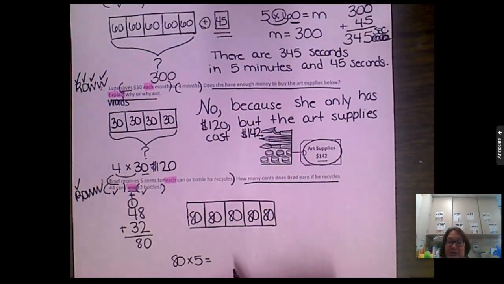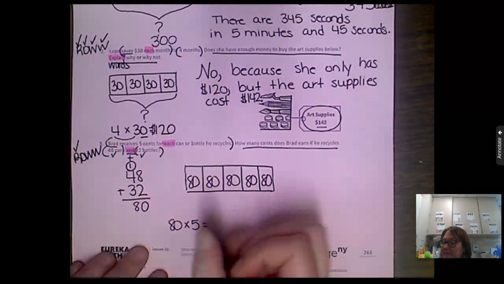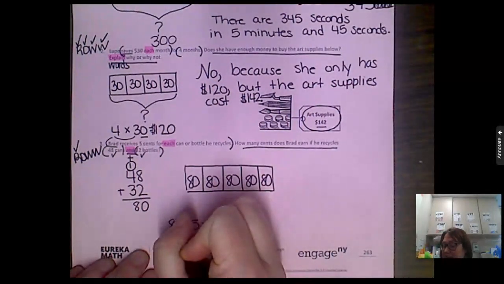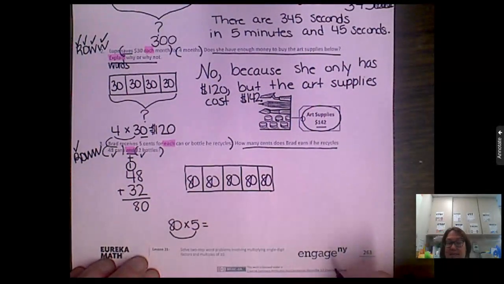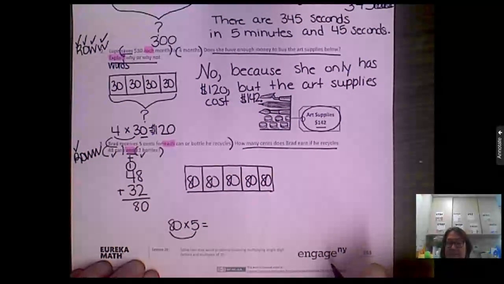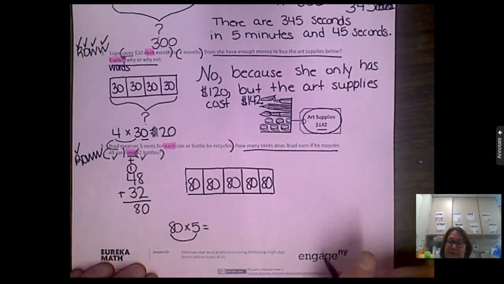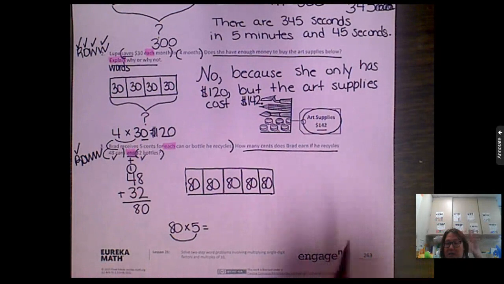And then I can solve this. So do you remember how to solve a problem like this? Since this is a multiple of 10, I can hook the 8 and the 5 together. What does 8 times 5 equal? You can count by 8s, or you can count by 5s. 5, 10, 15, 20, 25, 30, 35, 40. So it equals 40.